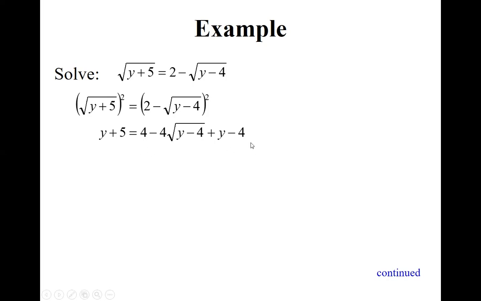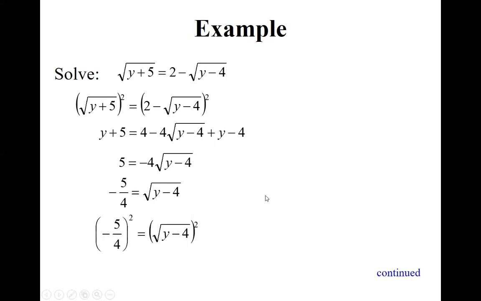Simplify 4 minus 4, subtracting y from both sides, leaves us with 5 equals negative 4 square root of y minus 4. Divide both sides by negative 4. Negative 5/4 equals that radical, and that's what we've been working towards ever since we got this being the only radical left, getting the radical by itself. Why? So we can square both sides again. That gets rid of the last radical.